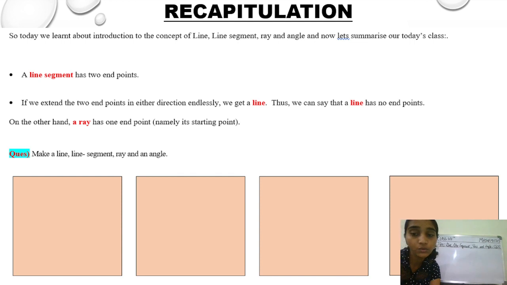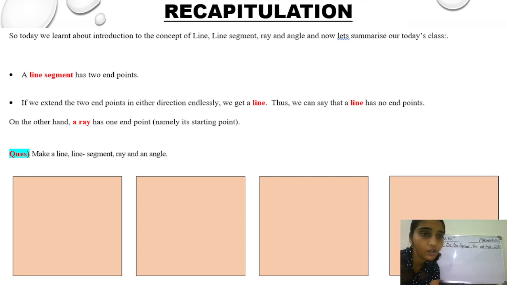On the other hand, what can you say about a ray? Yes, a ray has only one endpoint at the starting point, but on the other side it extends endlessly. So a ray is what? Yes, a figure which has only one endpoint is considered to be a ray. And students, what if I ask you to make a line segment, ray and angle in these four boxes? You can make them in your notebooks also, to show how we draw a line.